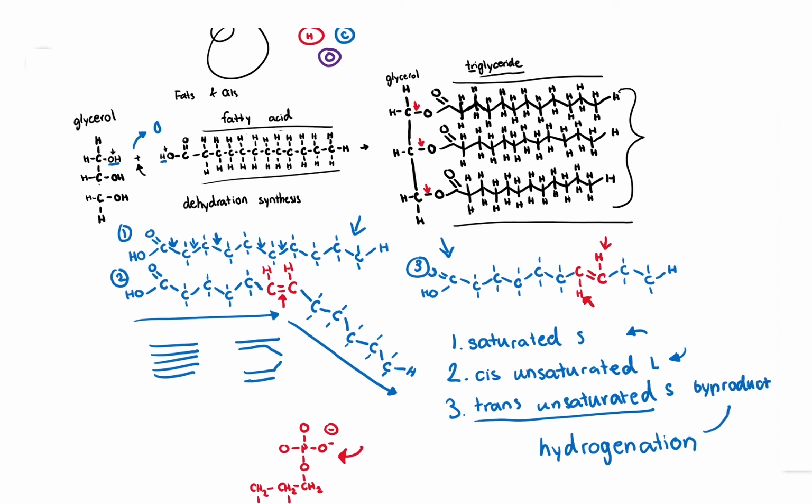Now, cis unsaturated fatty acids are actually the most healthy. And this is because cis unsaturated fatty acids increase the amount of good cholesterol in your body. Next up is saturated fatty acids. And then you have trans unsaturated fatty acids. And these are extremely bad for you, and they can cause a buildup of bad cholesterol.